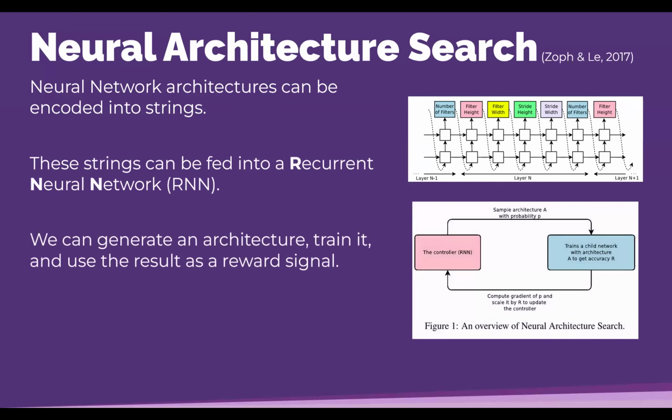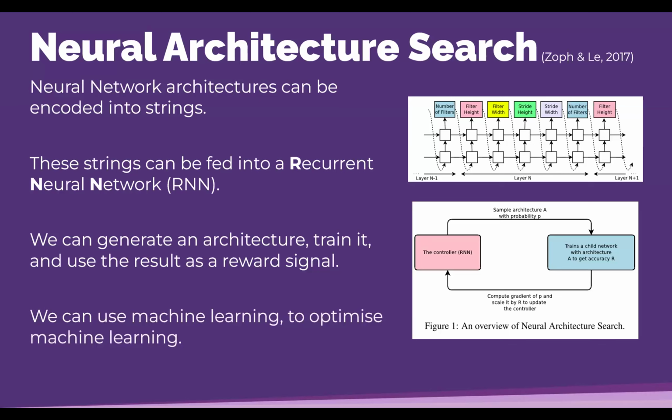And therefore, using reinforcement learning, we can generate an architecture using the tokenized inputs, fully train it, get its result, feed that back into the controller RNN as a reward signal, and then that will generate a new one, and we repeat this cycle until we get the best architecture that the RNN can give us. And so effectively, we can use machine learning to optimize machine learning.